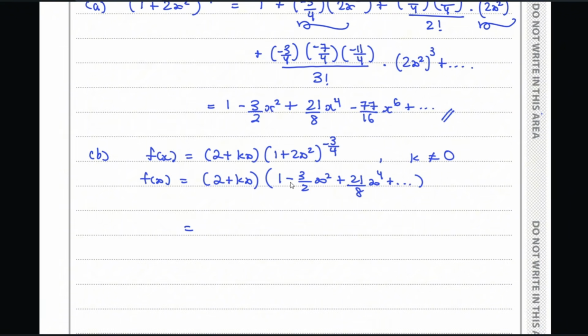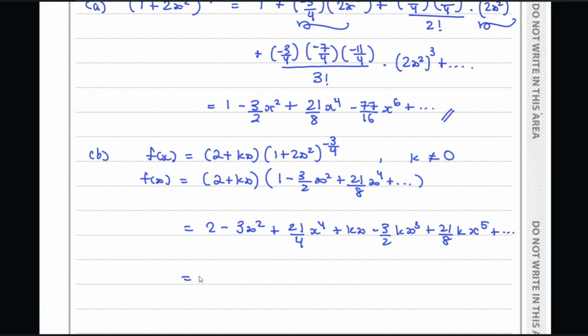So 2 times 1 is 2. 2 times minus 3 over 2 is just going to be minus 3x squared. Then 2 times 21 over 8 will be 21 over 4 x to the power of 4. So we're done multiplying 2 with all the terms in the second bracket. Now let's multiply kx with the terms in the second bracket. So kx times 1 is going to be kx. kx times minus 3 over 2 x squared would be minus 3 over 2 k x to the power of 3. Then kx times plus 21 over 8 x to the power of 4 would be plus 21 over 8 k x to the power of 5, and that's it.